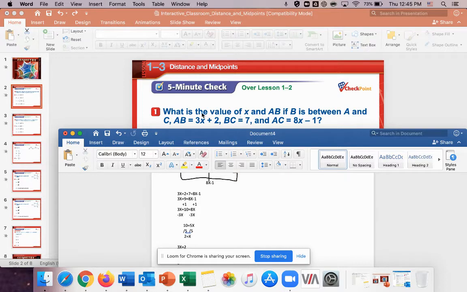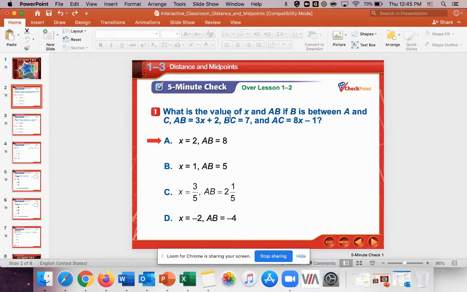Does it say find the value of x? Yes, it does. But what else does it say? Also AB. So what is AB? AB is 3x plus 2. So we've got 3x plus 2 down here. What does x equal again? x equals 2. So we sub it in. Instead of 3 times x plus 2, we've got 3 times 2 plus 2. 3 times 2 is 6. 6 plus 2 is 8. 8 is what AB equals. And let's just double check. Boom! 2 and 8. Love to see it.